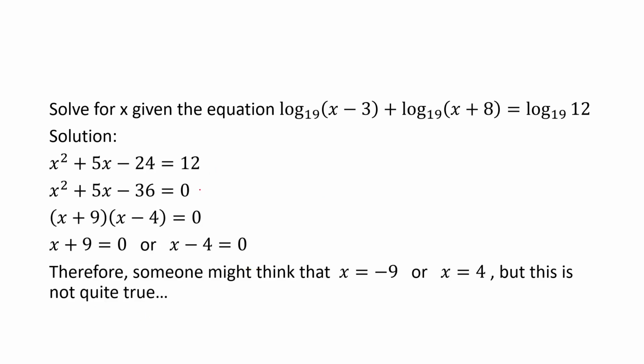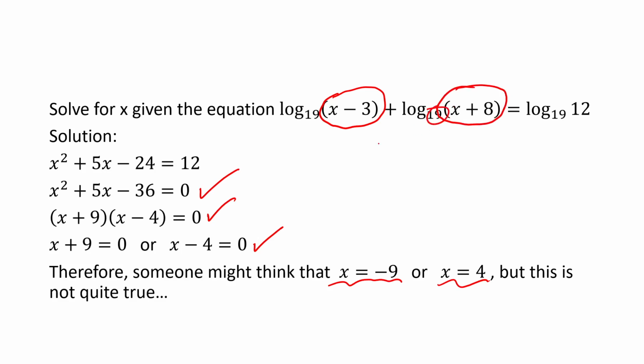Subtracting 12 from both sides and factoring, we end up with x plus 9 equals 0 or x minus 4 equals 0. And so on first glance, a lot of people will say x can equal negative 9 or x can equal 4. But that's actually technically not true, because remember something that we said a long time ago that we haven't focused on a whole lot. We said that the argument of a logarithm must always be positive. And actually, so must the base as well, but we're not worried about that right now.